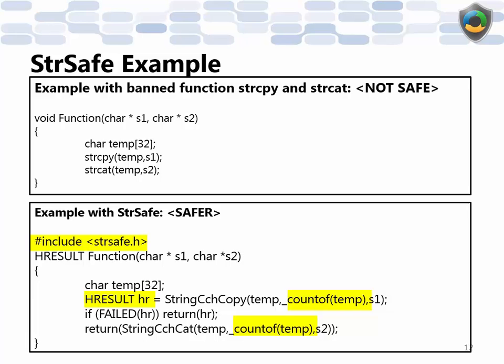If the length of s1 is greater than 32 bytes, the copy operation could potentially lead to a buffer overflow. The second problem is that s2 is then concatenated into the temp buffer, and we're assuming that there's sufficient space left for s2 after the string copy of s1 has been performed. If the length of s1 is small enough, but the length of s1 plus s2 exceeds the maximum size of the temp buffer, again, a buffer overflow will occur.